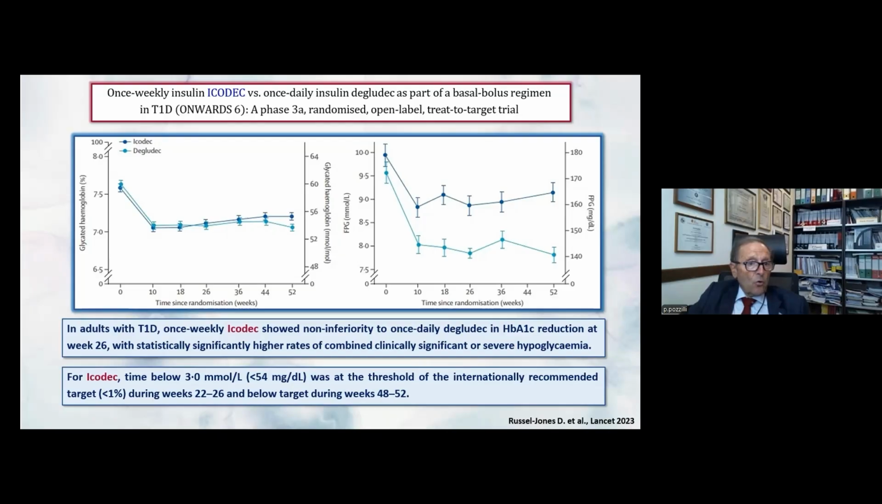And so you have the results here in terms of fasting blood glucose, and this is the glycated hemoglobin. So I think that these results are really encouraging and show that the icodec could really do well in terms of management of patients with type 1 diabetes that are treated with insulin injection and not with the pump.